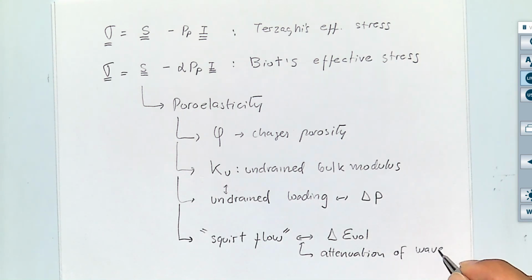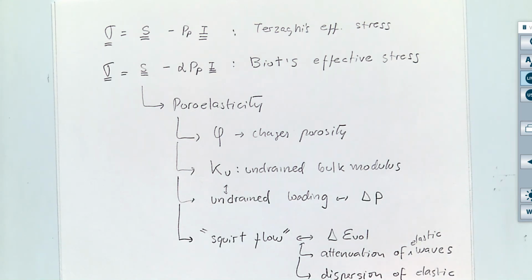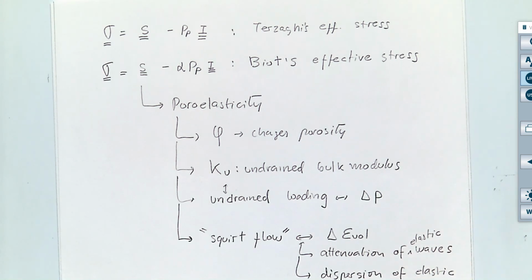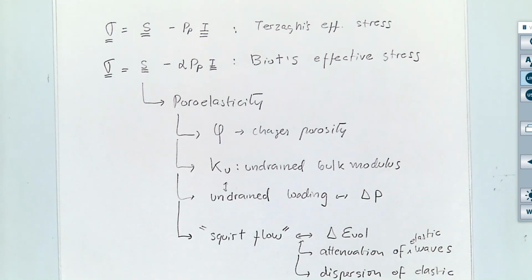of elastic wave velocities or elastic waves, and also leads to dispersion of elastic wave velocity. So don't worry about this. We'll talk about that later on. So dispersion basically means that the velocity is a function of frequency.